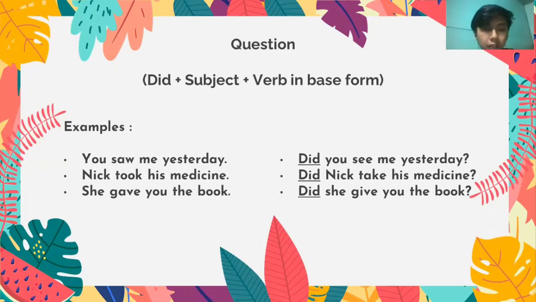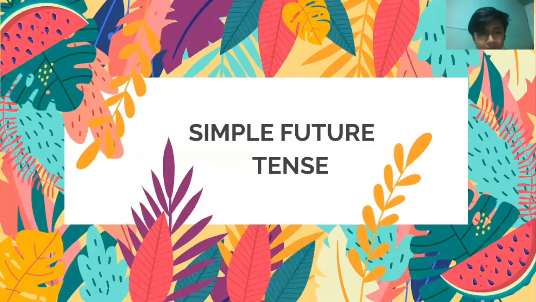For question sentence, the structure is did plus subject plus verb in base form. For example, you saw me yesterday. Did you see me yesterday? Nick took his medicine. Did Nick take his medicine? She gave you the book. Did she give you the book? This time, we put did before the sentence and the verbs are still in their base form. Next.